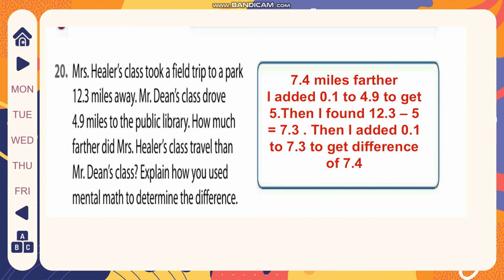Why? You added 0.1 to 4.9 to get 5 using the compensation method. Then you found that 12.3 minus 5 is equivalent to 7.3. So you added 0.1 from the start to make 4.9 into 5. So at the end, you need to add also 0.1 to 7.3 to get the difference of 7.4.